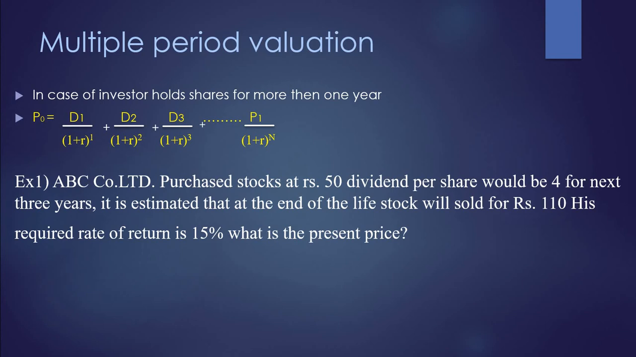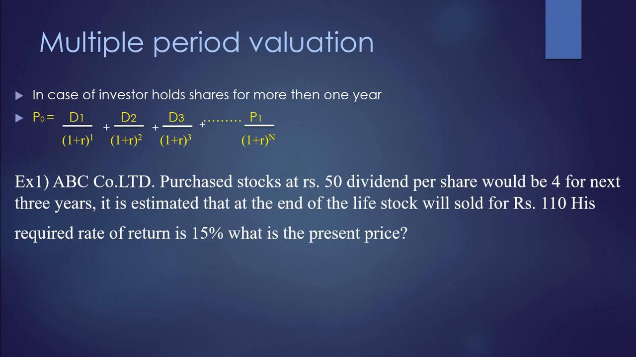The formula says that P0 is equal to D1 divided by (1 plus R) raised to 1, plus D2 divided by (1 plus R) raised to 2, plus D3 divided by (1 plus R) raised to 3, like that for however many years are given, and so on. And finally, plus Pn divided by (1 plus R) raised to N. So this is the formula. With this formula, we'll try to solve one simple problem in case of multiple period valuation. First, we'll see the problem.